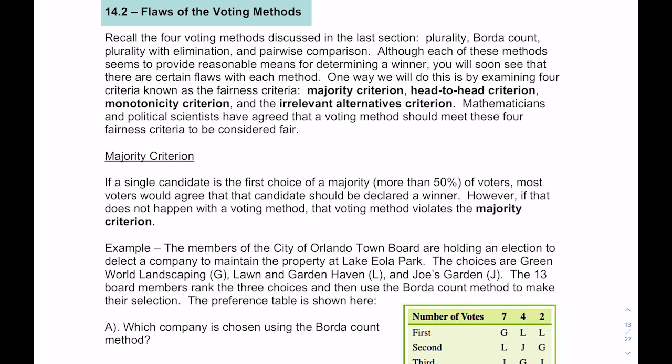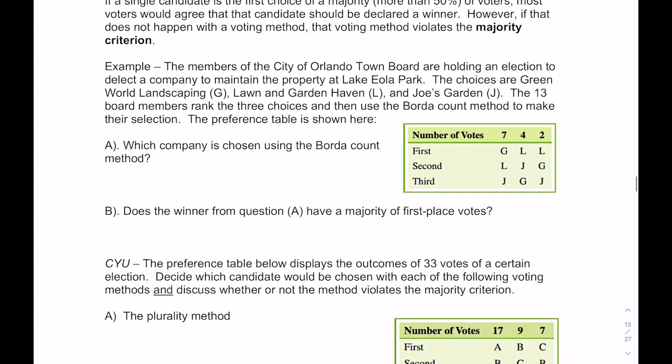If you recall, we have to look at the first, second, and third place and assign points. We're first going to look at Green World Landscaping. I'll just call that G since I don't have a lot of room here. For first place, we have 7 people that voted. Since there are 3 different places, we multiply that by 3, which gives us 21. For second place, we have 2 votes for Green, so we multiply that by 2, which gives us 4. For third place, Green's got 4 votes. We multiply that by 1, and that also gives us 4. When we add that up, we get 29, so they get 29 points. And we're going to do that for each of them.